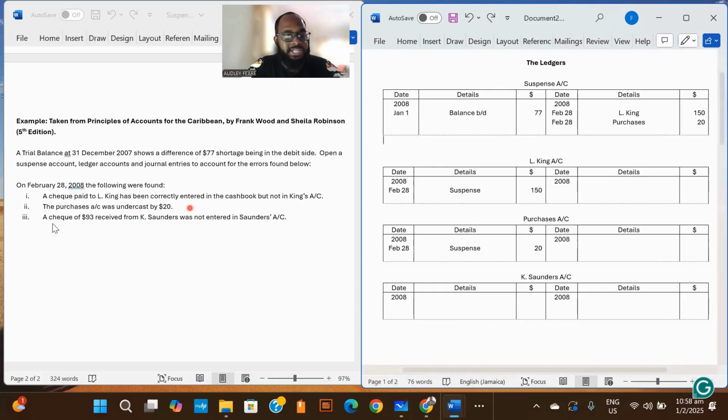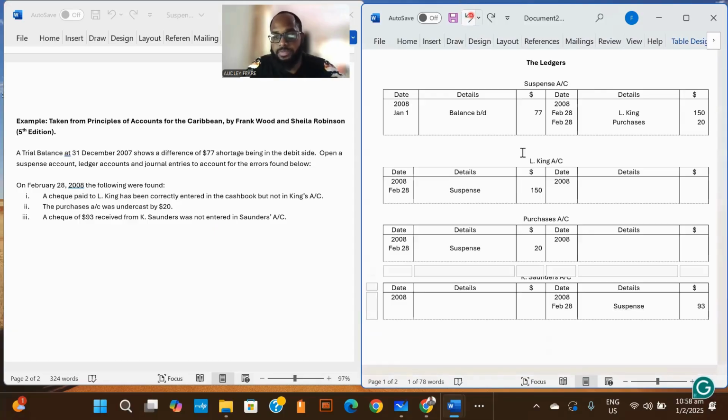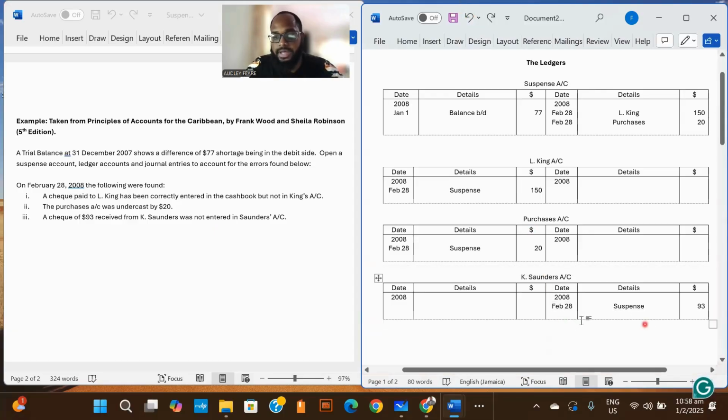The last one says a check received from K. Saunders was not entered into Saunders' account. So it was entered into the cash book, but not into Saunders' account. This is a debtor. The debtor paid us. Asset is decreasing. So we would, of course, credit K. Saunders, as you can see here. And if we credited K. Saunders with suspense, that means the suspense account we're going to have to debit. And there we go. All right.